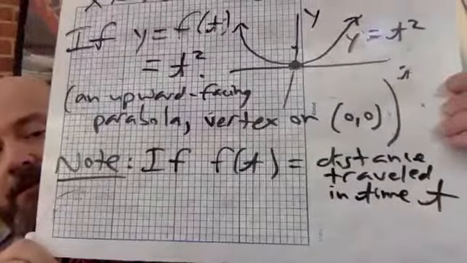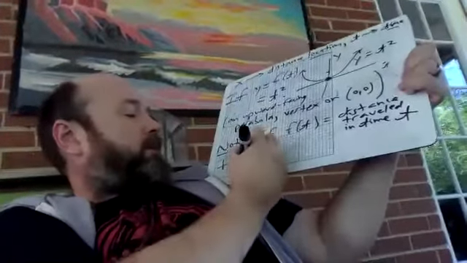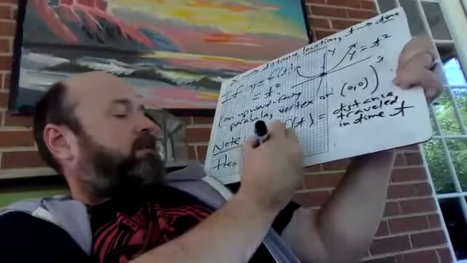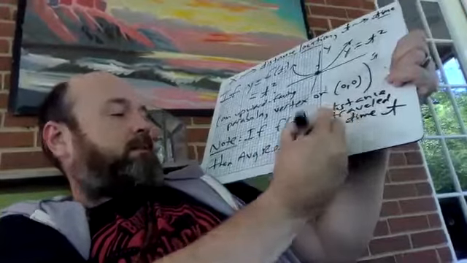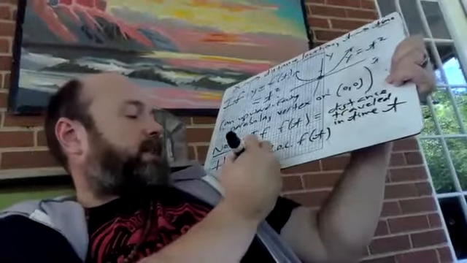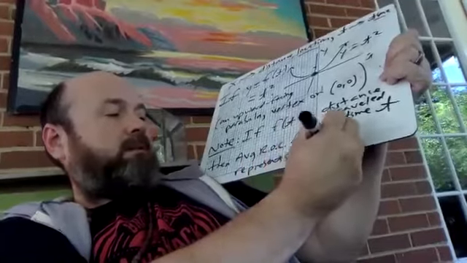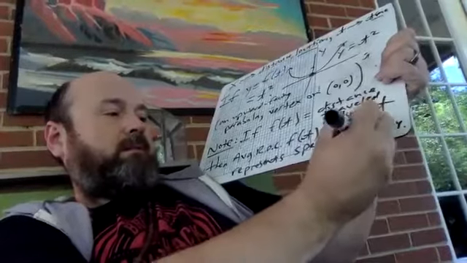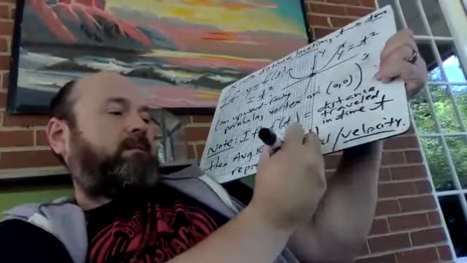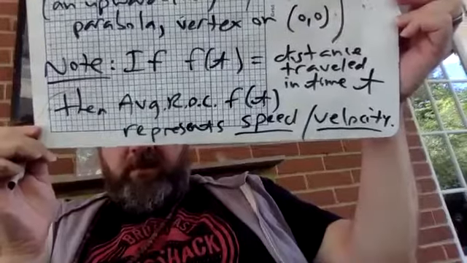In any event, if f of t is the distance traveled in time t, then the average rate of change of f of t represents the speed or velocity. I'm just telling you this.